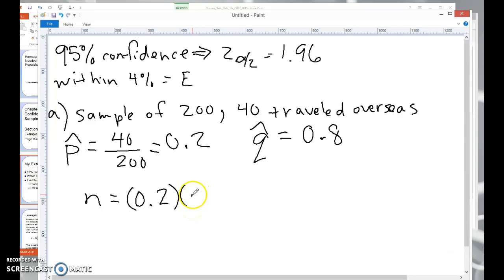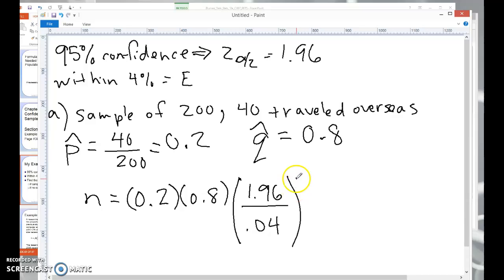So p hat times q hat, and then times it by my Z value divided by my error, and then square it. This gives an answer of 384.16. We're talking about a sample size, so we need to round up to 385. Okay? That's if you're given the p hat.